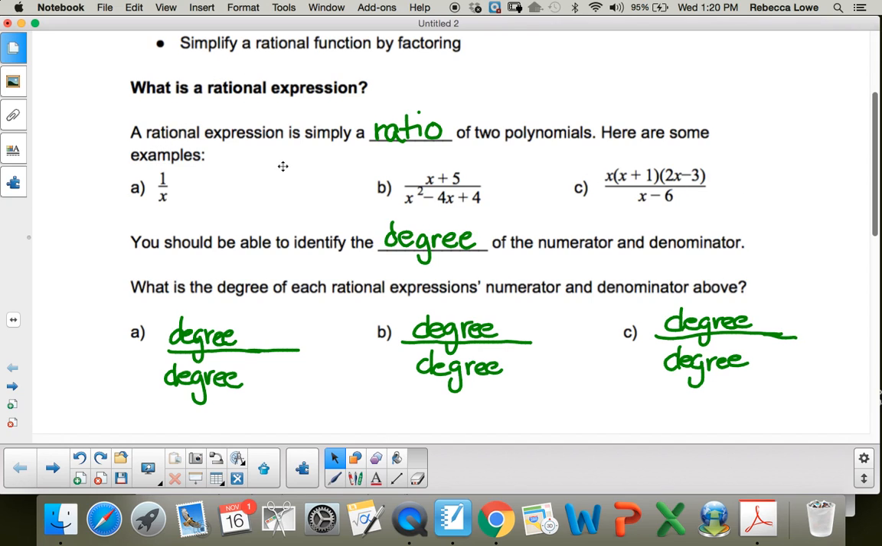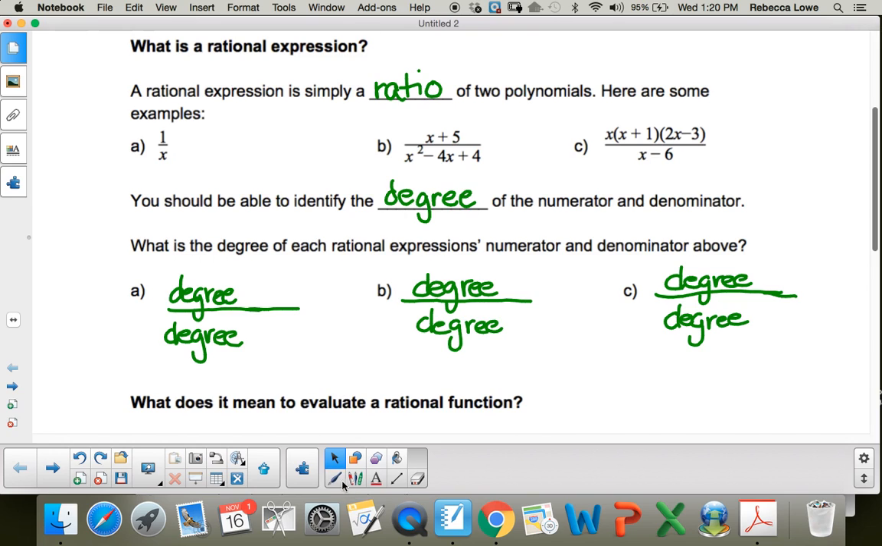It is a ratio of two polynomials, and here are some examples. A, B, and C show you some rational expressions. Notice they are divided, hence ratio. You should also be able to determine the degree of the numerator and the denominator, because that will be important when we're finding asymptotes and graphing rational equations.